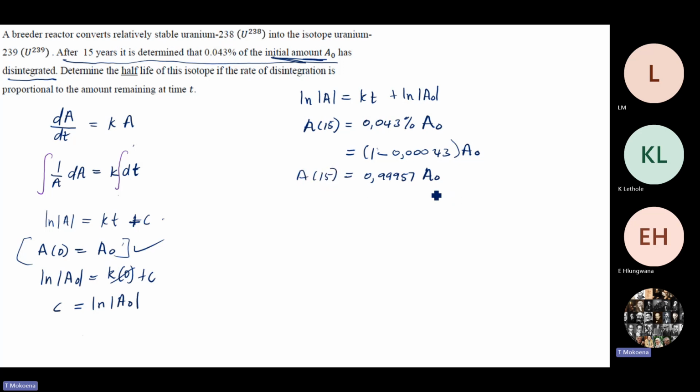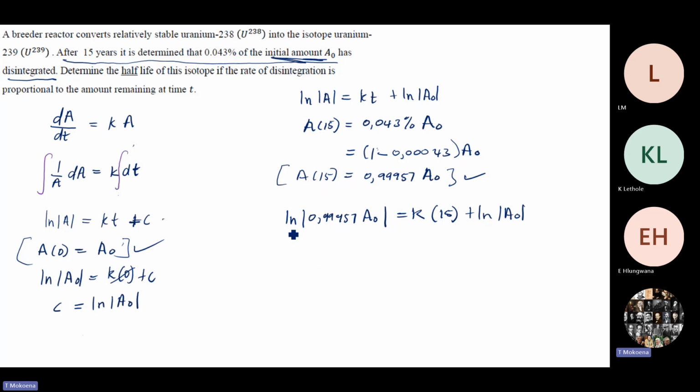So this is the other condition instead of the first condition. Now we have the second condition over here. Right, so now let us go substitute. Here we're going to have ln of our A, in this case, 0.99957 A sub naught, equals our K, which is what we are looking for, times our T, which is 15, plus our C, which is ln of A sub naught.